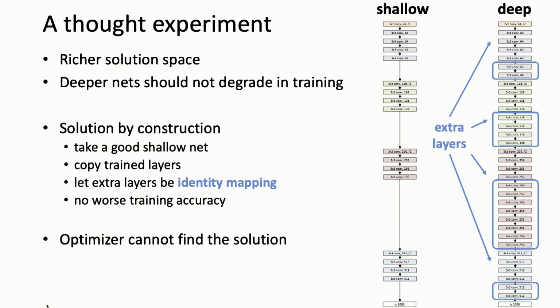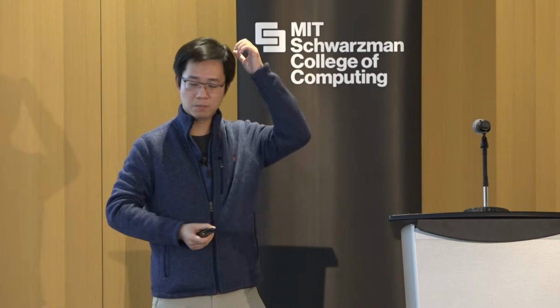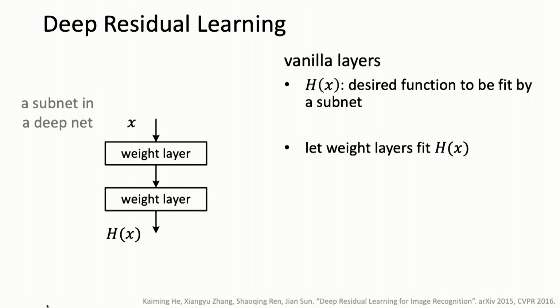So the empirical observation of degradation suggests that the optimization may not be able to find this solution, or may not be able to find a solution that's similar enough to this one. And this motivates us to develop a framework which is called deep residual learning.